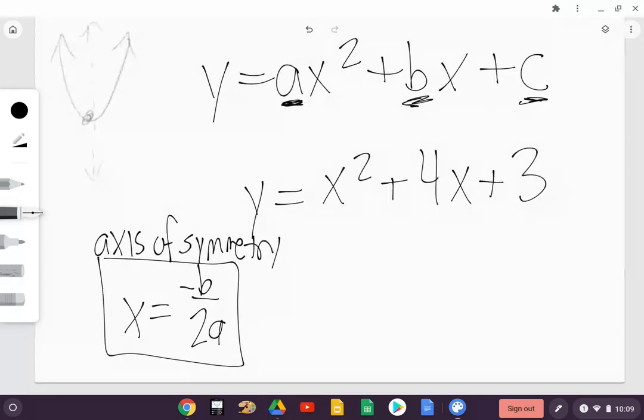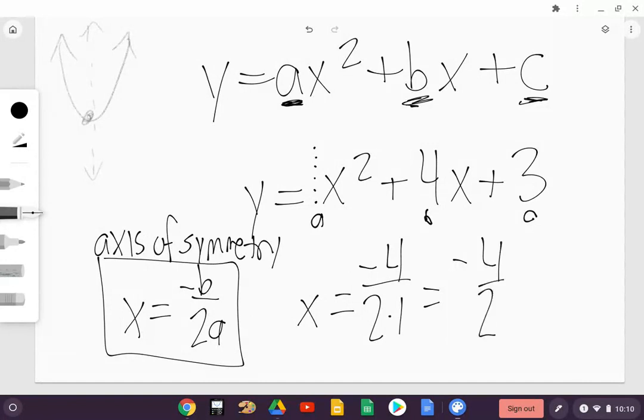So this is b, this is c, and x squared here, there's a number in front of the x squared, right? It's technically secretly 1, so a is 1. So I would just put a and b into this formula. x equals negative 4 over 2 times 1, which is negative 4 over 2. So my axis of symmetry for this equation is x equals negative 2.